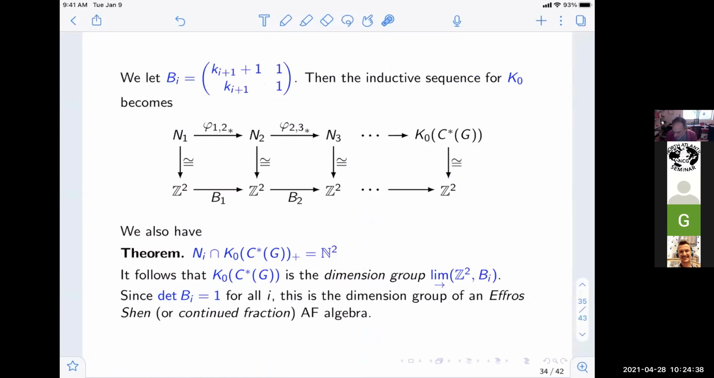So across the top, we have the sequence of Z squared, the K0 groups of the C star algebras, and on the bottom, there are Z squared that they're isomorphic to. And the maps between them are really modeled by this sequence of B_I's. Now, if you notice, B_I is an integer matrix with determinant 1, so it's in GL2Z.